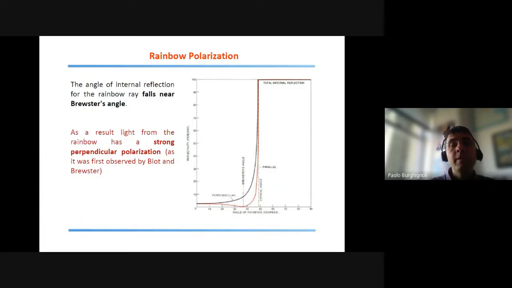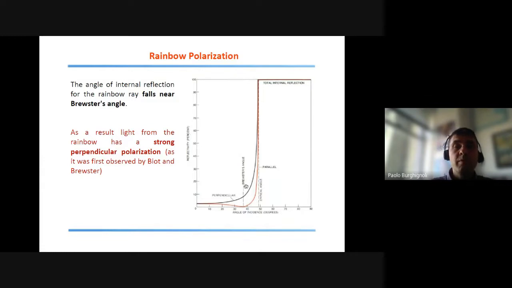In particular, consider, for example, the polarization of the rainbow. He noticed that the internal angle of refraction for the rays that constitute the main rainbow, by sort of chance, fall in an angular region very close to the Brewster angle. So therefore, the radiation that is capable of forming the primary rainbow has lost most of its parallel polarization.